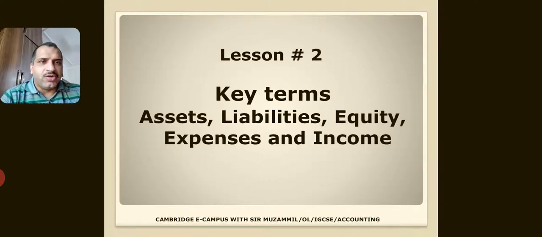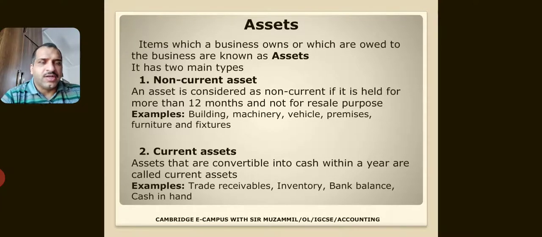I am going to continue my same IGCSE O level accounting series, and today I am going to discuss very important key terms that would be used in the whole syllabus: assets, liabilities, equity, expense and income. So let's start. Assets. Items which a business owns or which are owed to the business are known as assets.